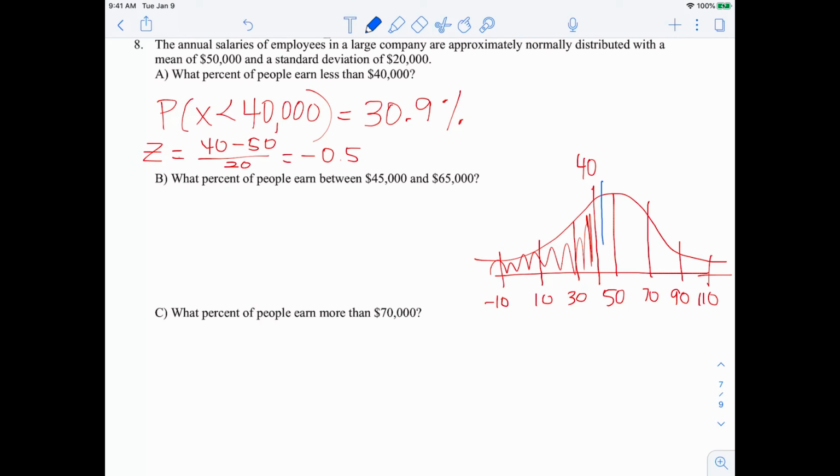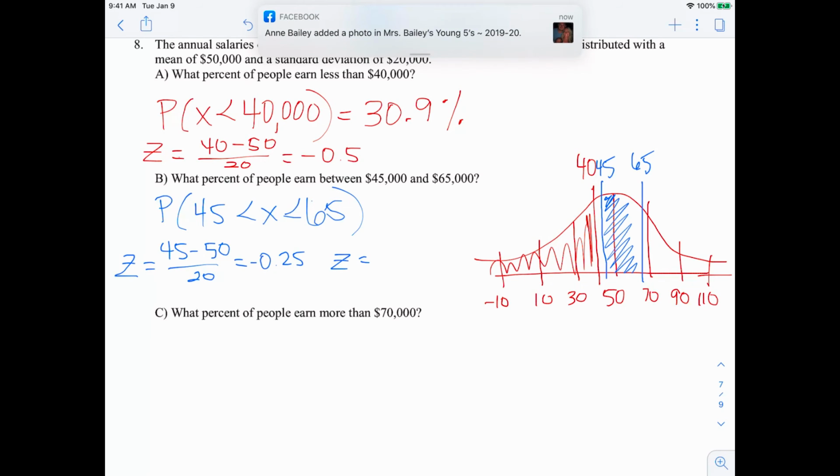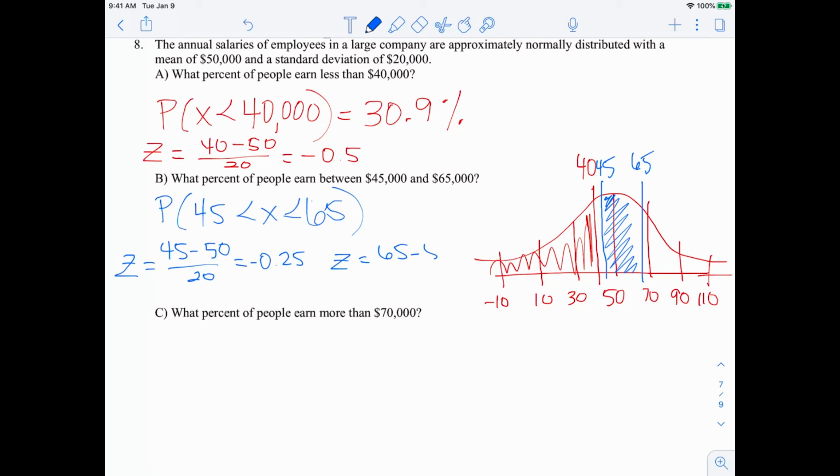For part B, it says what percent of people earn between 45 and 65? Okay, well, 45 is going to be about right here. 65 is going to be about right here. So I'm looking for the probability that somebody's going to make in between $45,000 and $65,000. So I actually have to calculate a z-score for both of them. So z is going to equal 45 minus 50 divided by 20, which is a negative 0.25, and z will equal 65 minus 50 divided by 20, and that ends up equaling 0.75.